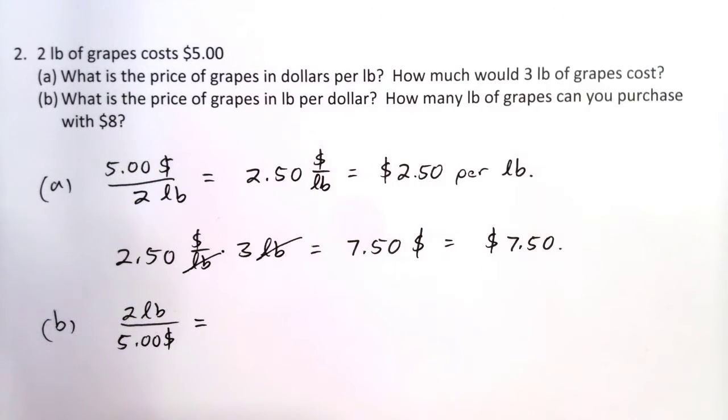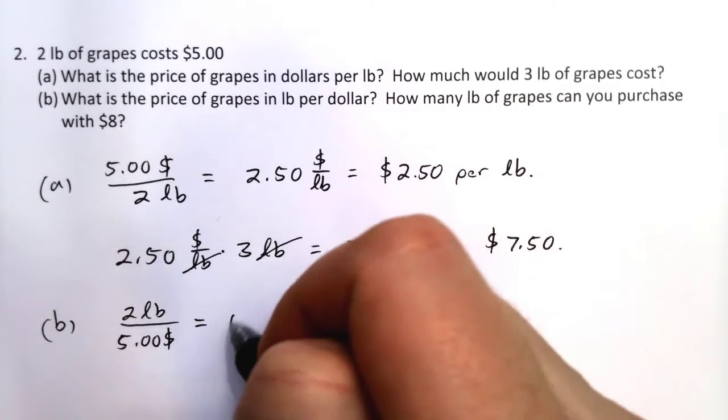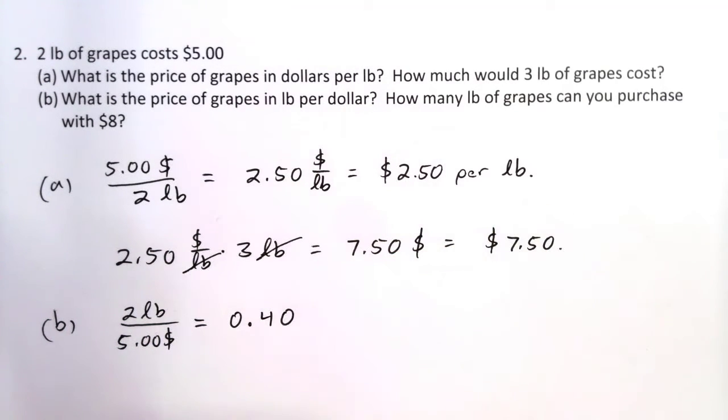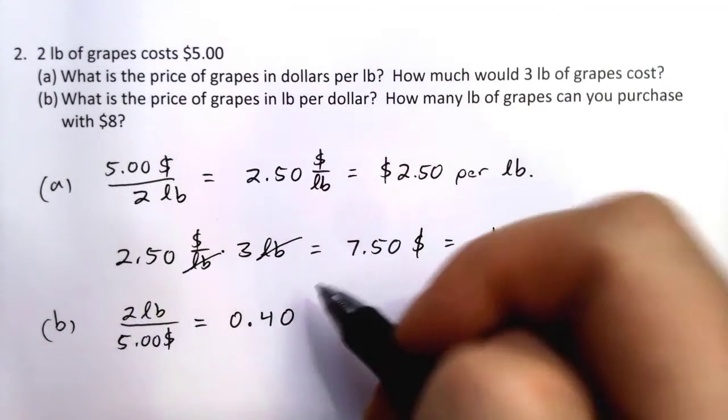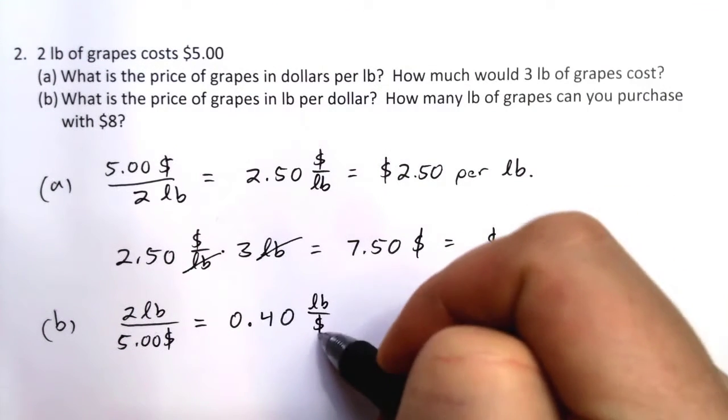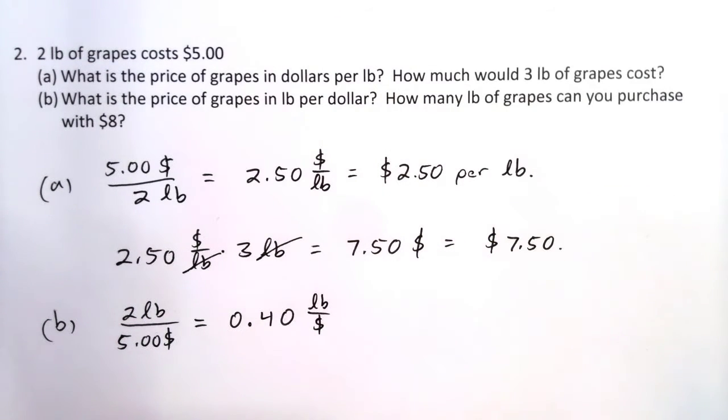And what do we get when we do that? We get 0.40. And what are the units of measurement? Well, I have pounds in the numerator and dollars in the denominator. And now you would not want to put this dollar sign over here, right? Because it's not in the numerator. So I would think this is really just the best way to write it.